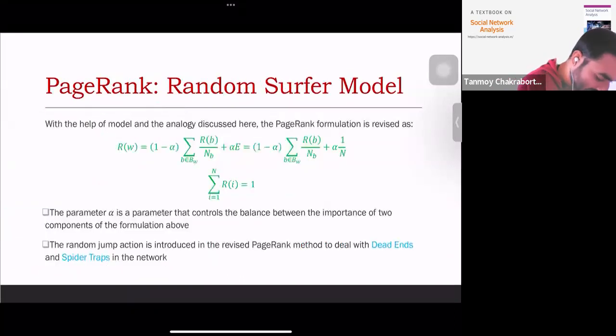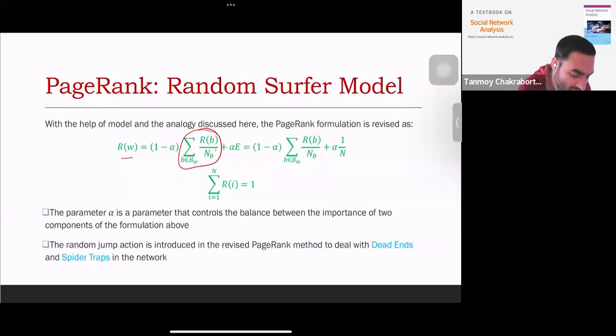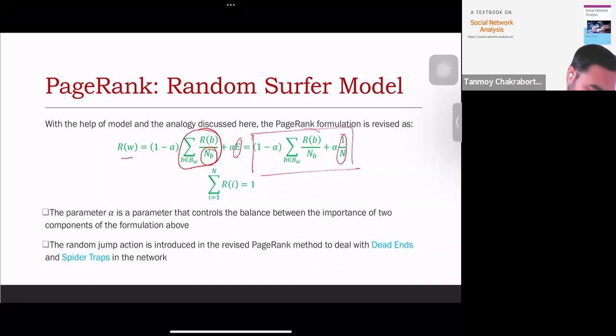Now let's look at these two probabilities very clearly. This component is something that we have discussed already. We are calculating the importance of a page. It is the proportionate sum of the importance of all the backward nodes, normalized. Now, what is this factor? This factor is 1 by n. So this is the ultimate formula of PageRank. You see this component, you see another component, and these two are parameterized by alpha.